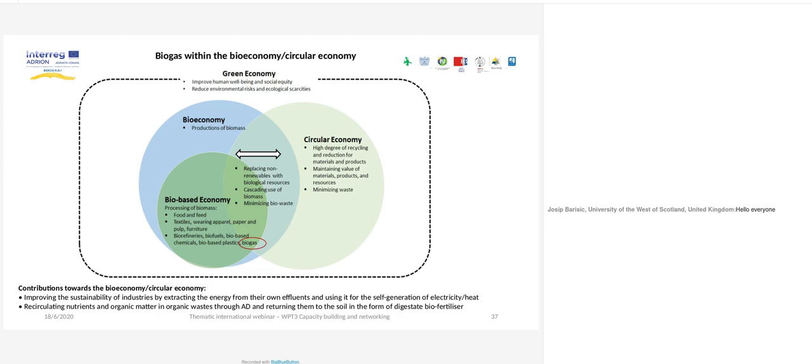Why do we mention this? Because the biogas is improving the sustainability of industries by extracting the energy from their own effluents and using it for the self-generation either of electricity or electricity and heat. Of course, it is also recirculating the nutrients and the organic matter in the organic wastes, which are utilized for the anaerobic digestion process, and returning them to the soil in the form of biofertilizer.